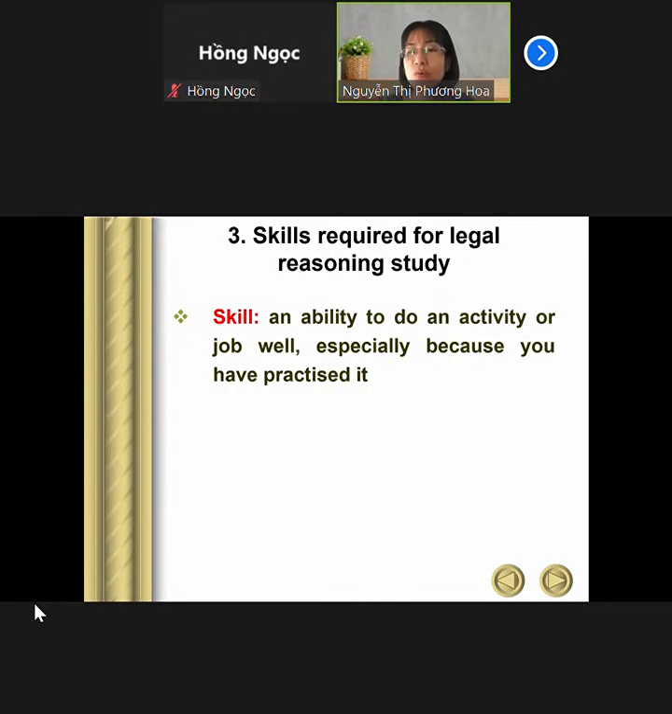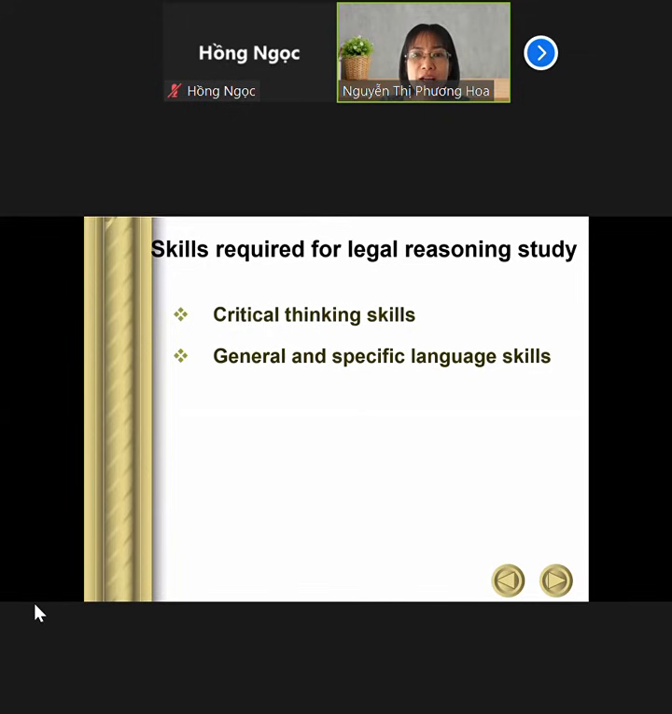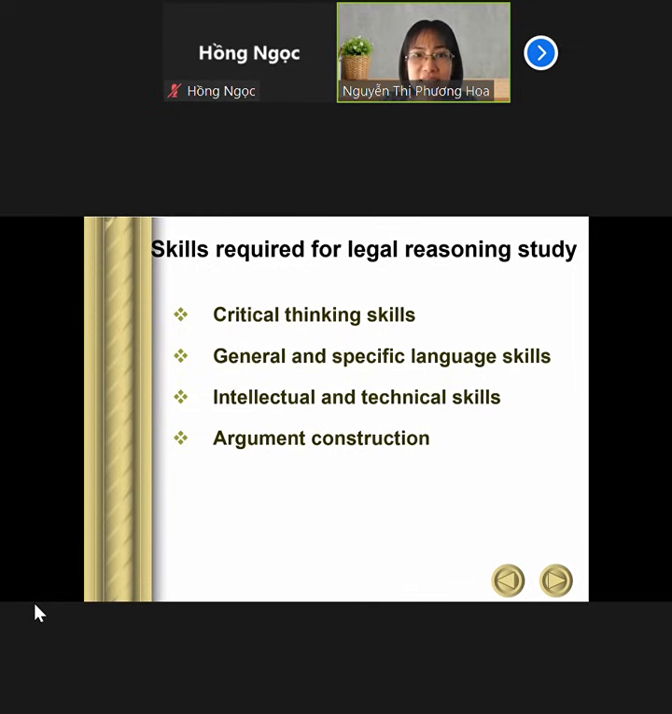So that is all of 4 groups of skills which are very essential to lawyers for legal reasoning study, because we study legal reasoning to imitate the knowledge of judge reasoning into our own. Therefore, we need these kinds of skills.